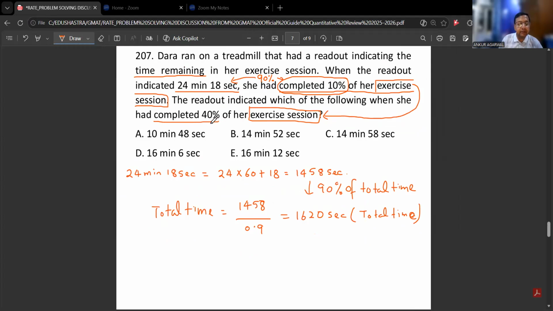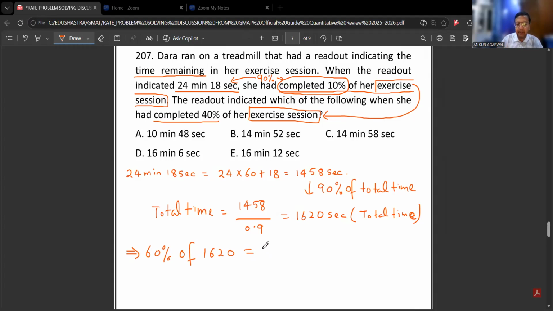40% of the exercise session. So when 40% of the exercise session is done, what is the remaining time? 60%. So I have to calculate 60% of the total time, which is 1620, and this is coming out to be how much?